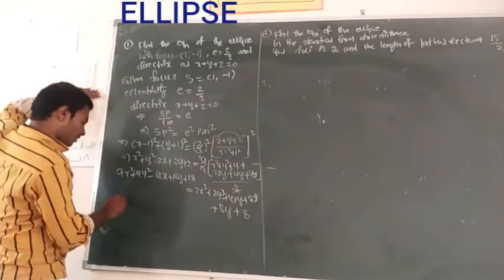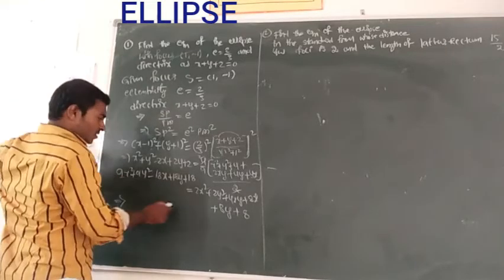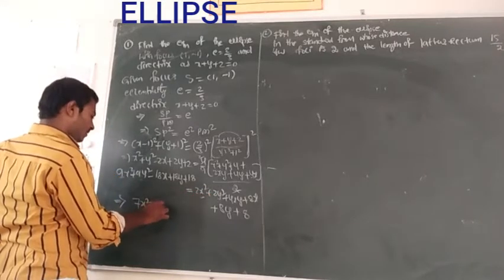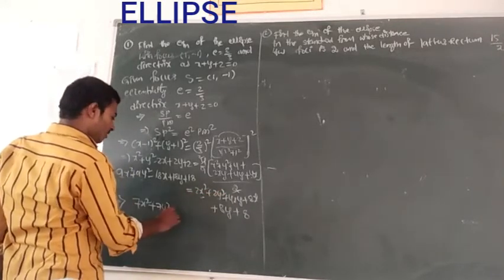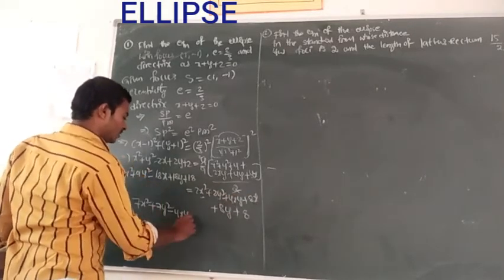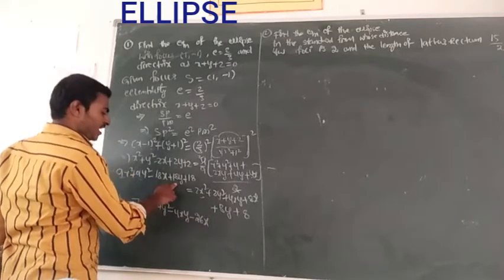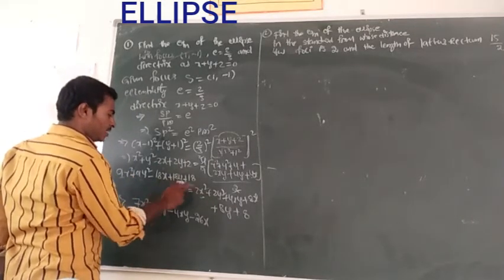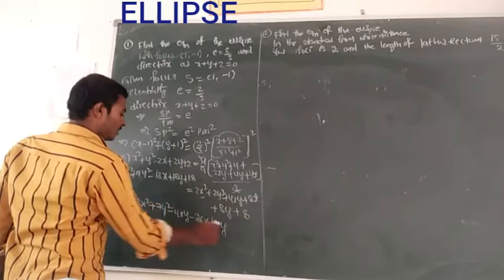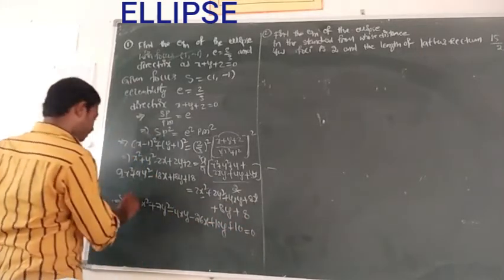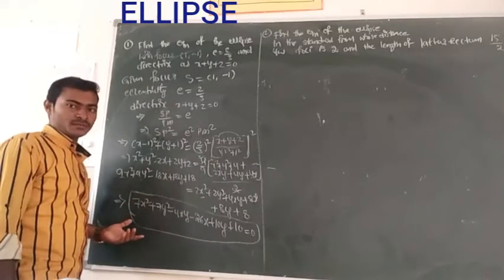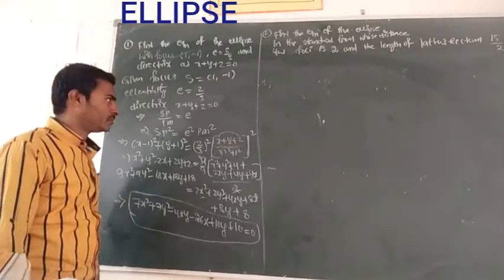So when we do the subtraction, 9x square minus 2x square we get 7x square, and 9y square minus 2y square we get 7y square, and minus 4xy, and here minus 18x minus 8x we get minus 26x, and plus 18y minus 8y is plus 10y, and plus 18 minus 8 we get plus 10 equal to 0. So this is our required ellipse equation.